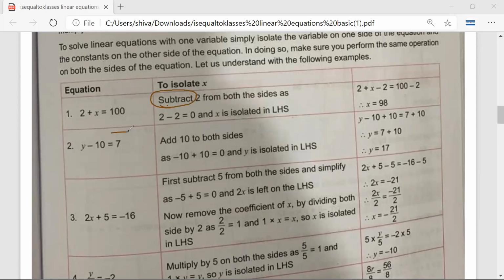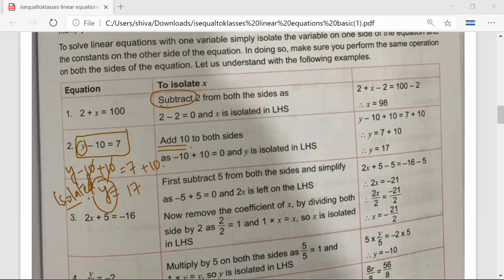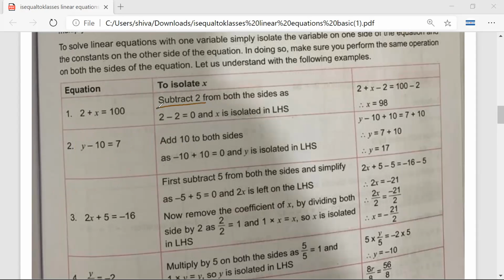Okay. Now, if you have a case like this, again, you want to isolate y. In this case, you can add 10 on both sides. Why? Because y minus 10 plus 10 is equal to 7 plus 10. This will cancel and y is equal to 17, and that is what we wanted. We wanted an isolated y. Mr. Sarthak, any doubt? No, sir. So you can subtract, you can add.